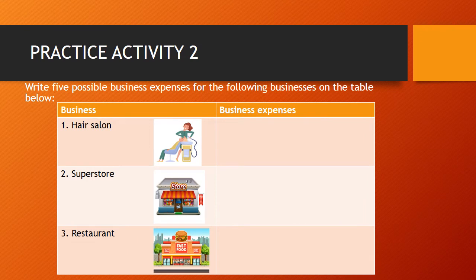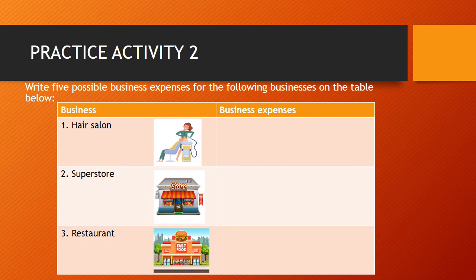And now we have practice activity 2, which mainly focuses on business expenses. Write 5 possible expenses for the following businesses on the table that is given below. On your table on the left hand side, it's written business. The first business we have is a hair salon. The second business is a superstore. The third business is a restaurant.